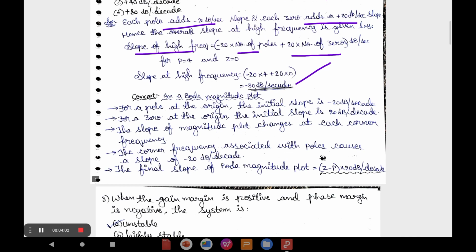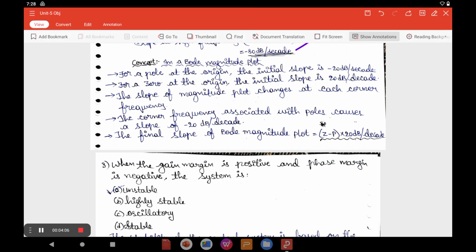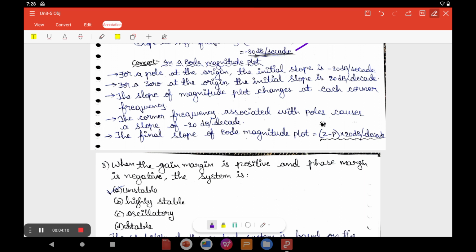These are some of the important points related to the concept of the Bode plot. For a pole at origin, the initial slope is minus 20 dB per decade, and for a zero at origin, plus 20 dB per decade. The slope of the magnitude plot changes at each corner frequency.